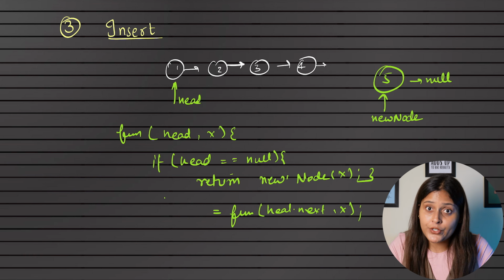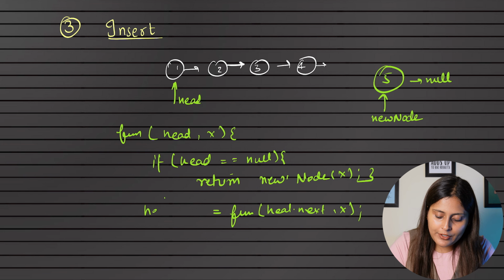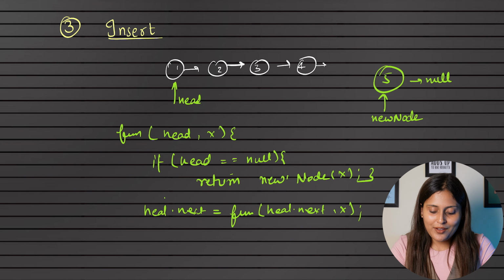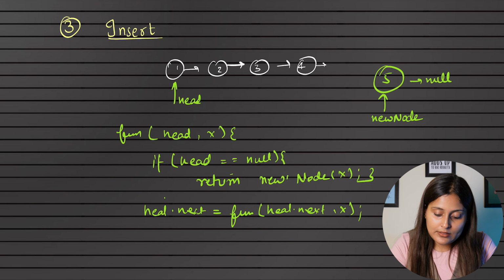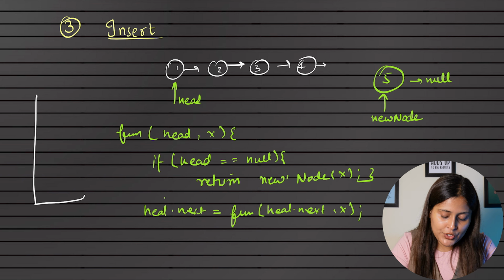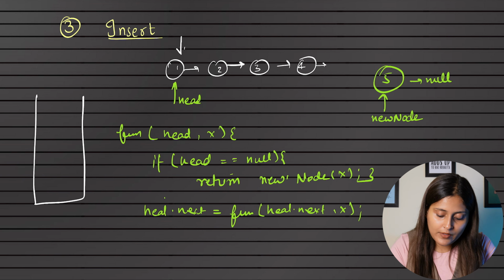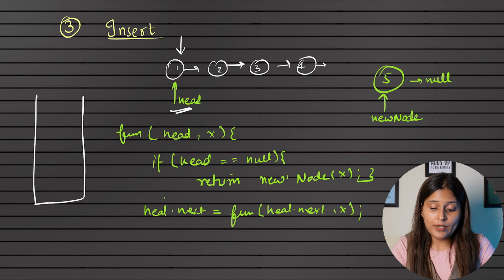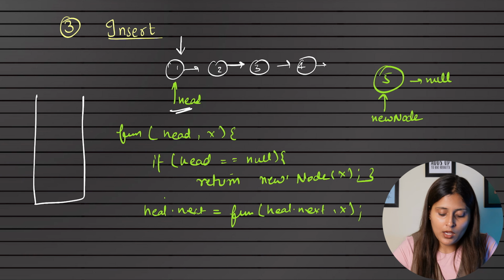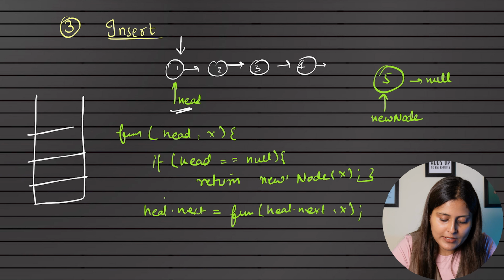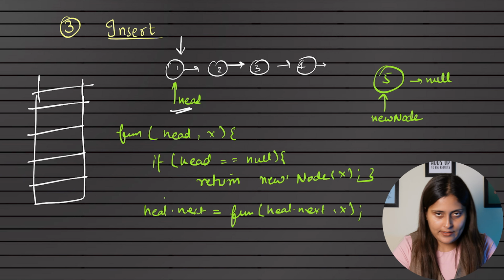But this, instead of returning, I want to save in head dot next. Okay, what I did. Let's try to understand this. We will have our stack. So initially, where we are here, like head pointer, you know in recursion we don't make alias because stack calls will remember their own heads, correct?